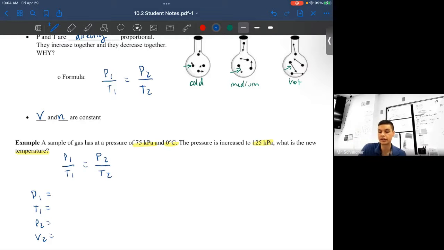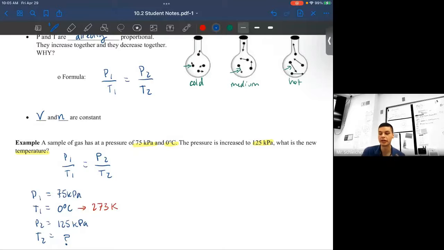So our initial pressure here, it looks like it's 75 kilopascals. Our initial temperature is 0 degrees Celsius, but we did say before that it should not be Celsius, it should be in Kelvin. So let's go ahead and add 273 to that. So we have 273 Kelvin there. Our second pressure is 125 kilopascals. And our temperature is currently unknown. Question mark.